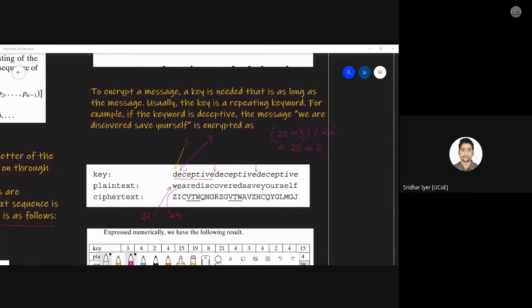a Caesar cipher of shift 3. Similarly, we can say that the second character E of the plain text is encrypted with a Caesar cipher of shift 4. The third character is encrypted with a Caesar cipher of shift 2, and so on.